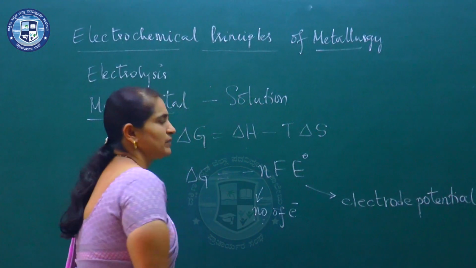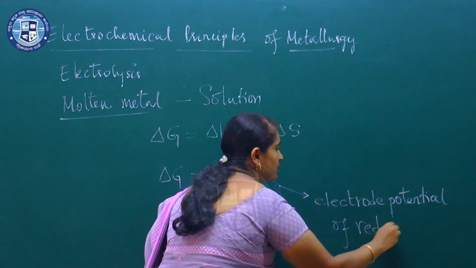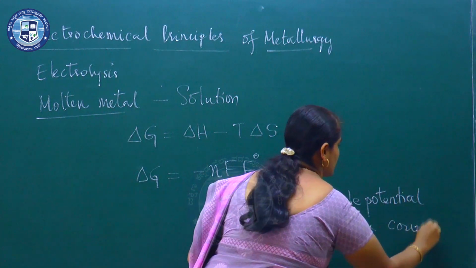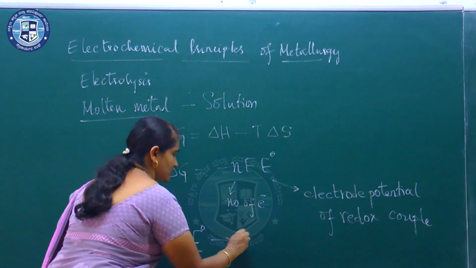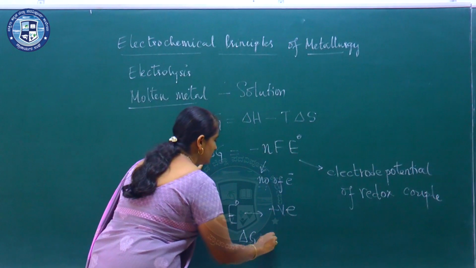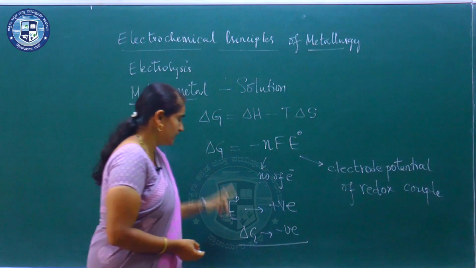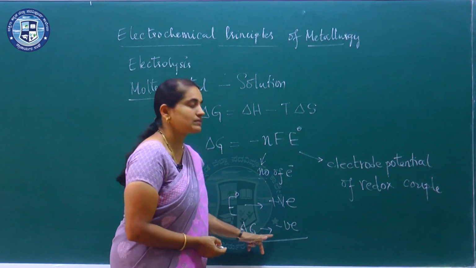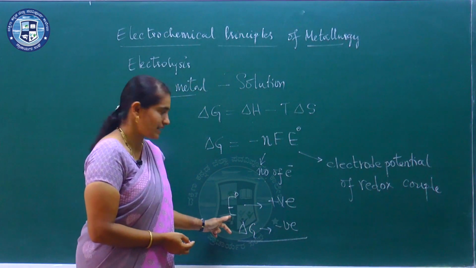Whatever redox couple we take here, the electrode potential of that redox couple will be your value of E naught. Looking at this equation, if the value of E naught is positive, we can say that generally the value of delta G will be negative and this process takes place, isn't it? We know that if the value of delta G is negative, everything is feasible and we can reduce that particular metal oxide as such.